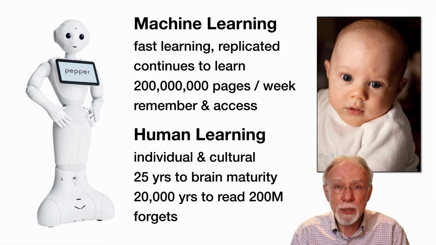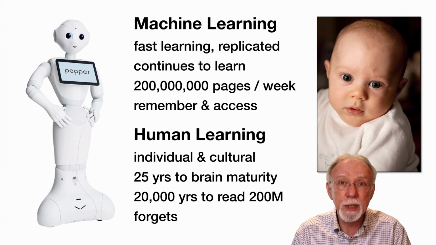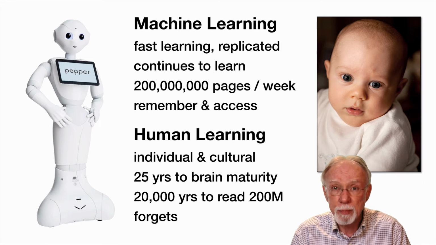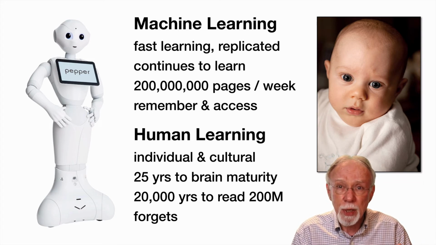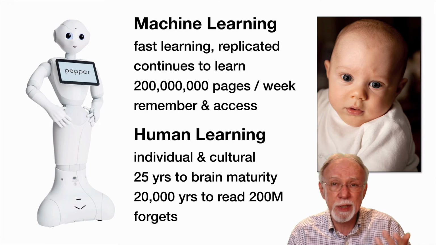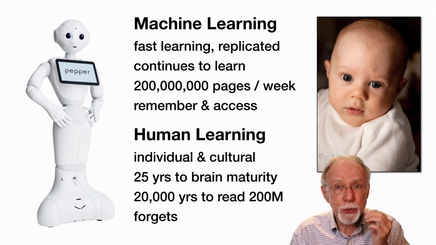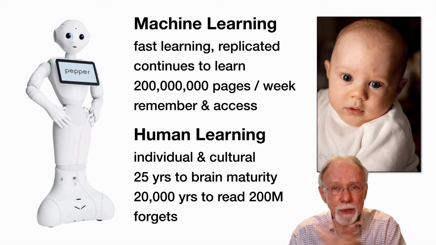The IBM Watson robot that competed against the two top Jeopardy contestants prepared by reading 200 million Wikipedia and encyclopedia pages. Maybe it took a week, maybe a month. Today's computers could probably do it in a day or two. But it could remember and access all of that information.